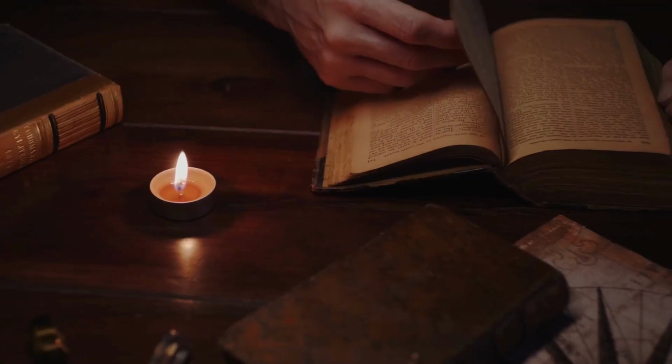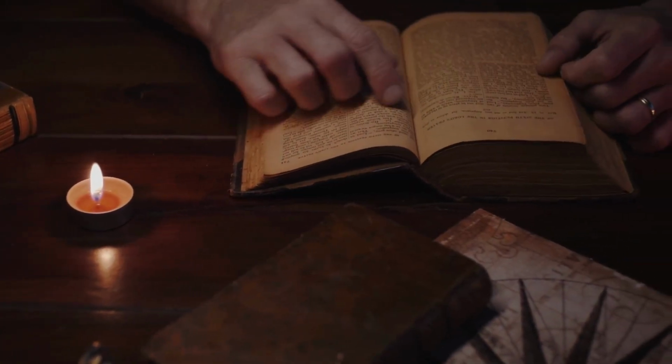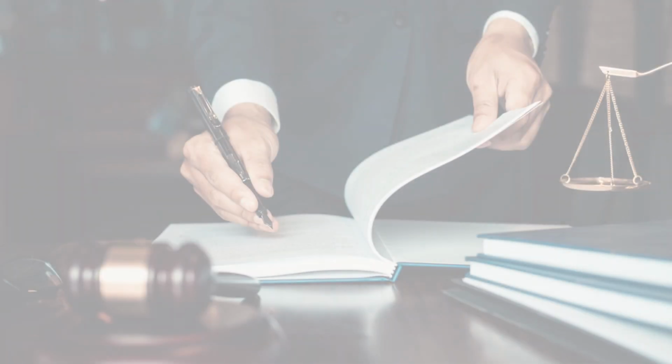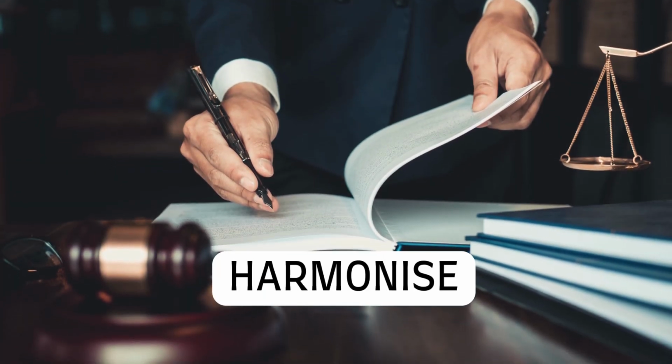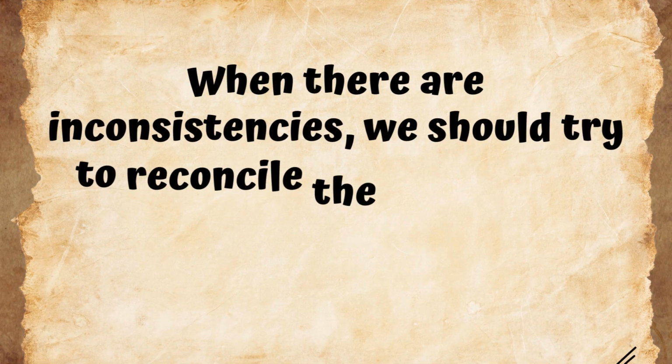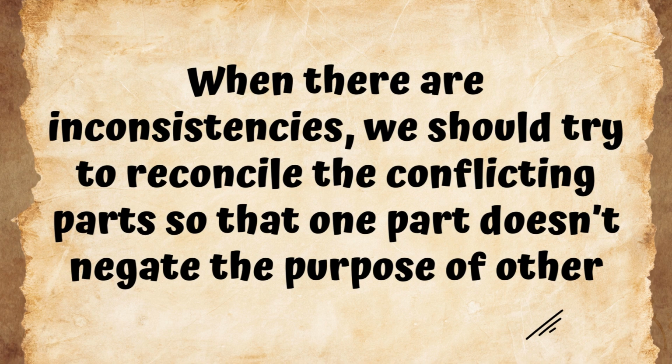This doctrine states that when there is a conflict between two or more statutes, or between different parts or provisions of a statute, we should interpret them in a way that harmonizes them. This means that when there are inconsistencies, we should try to reconcile the conflicting parts so that one part does not negate the purpose of the other.